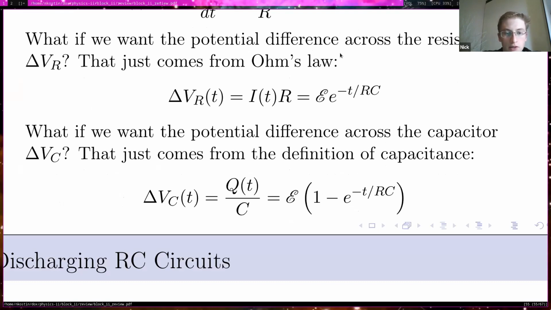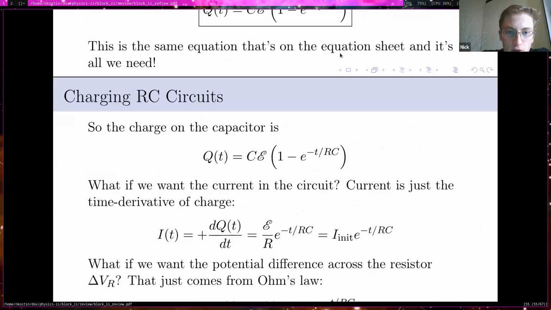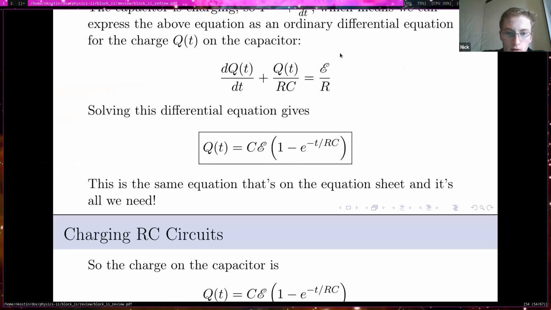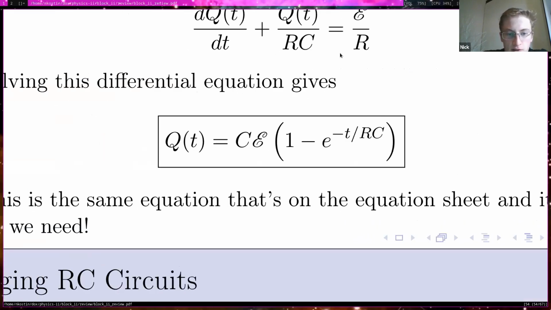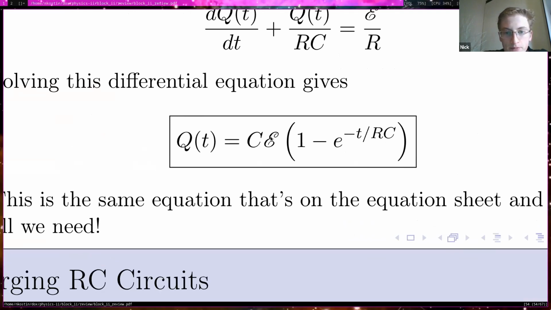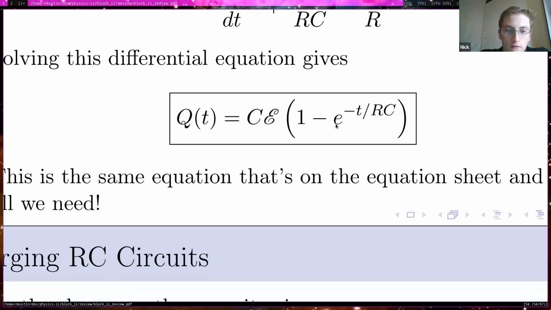So again, the equation given on the equation sheet is this one right here. I think on the equation sheet it actually says Q initial, or rather, no, sorry, Q final, which is equal to the capacitance of the capacitor times the voltage of the battery. That's all you need. Everything else can come from that.